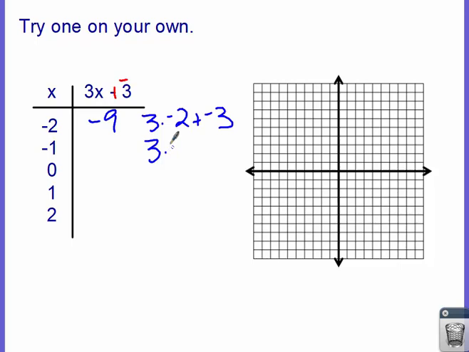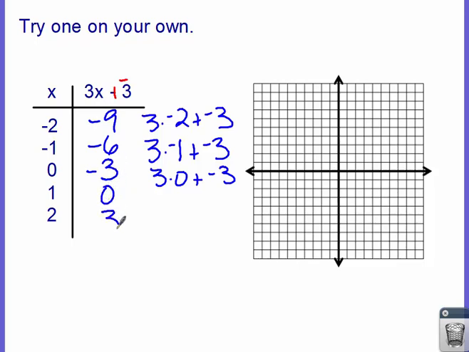Okay, so then 3 times negative 1 plus negative 3. So 3 times negative 1 gives me negative 3. And negative 3 plus negative 3 gives me negative 6. So 3 times 0 plus negative 3. Well, 3 times 0 is 0. Plus negative 3 is negative 3. So what are we doing? Well, we're increasing by 3. So if I increase by 3 again, I get 0. And increase by 3 again, I get 3. So now we graph.